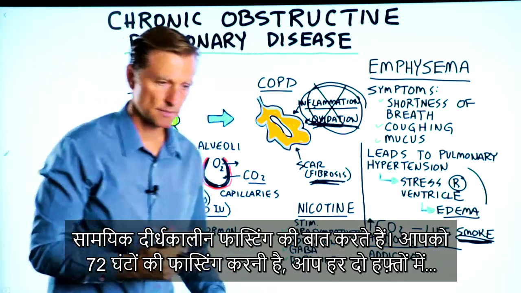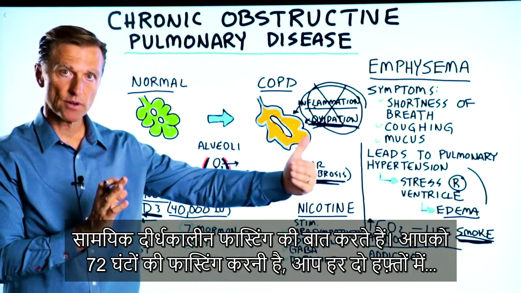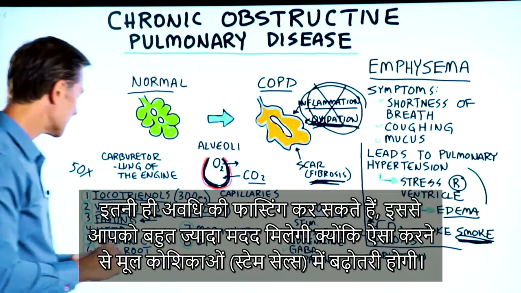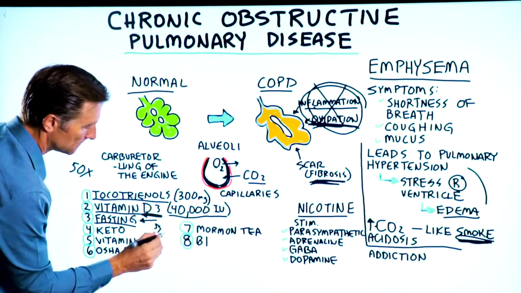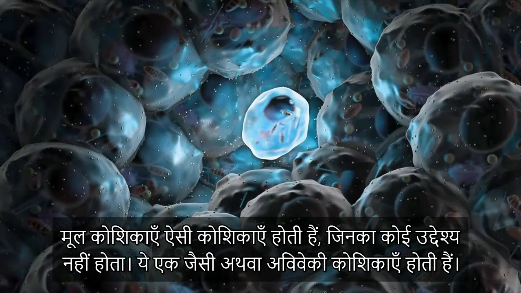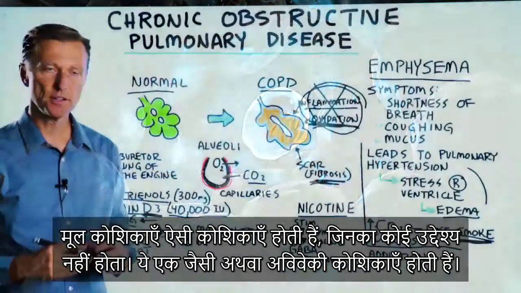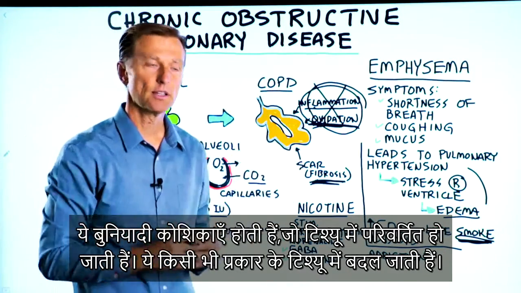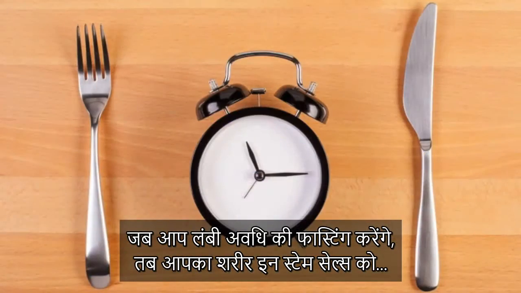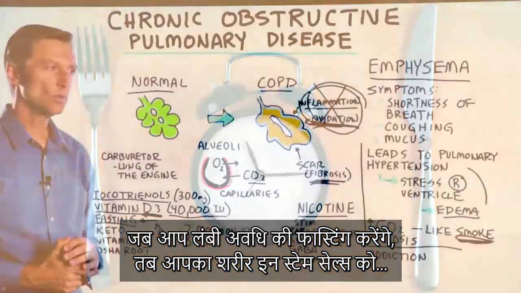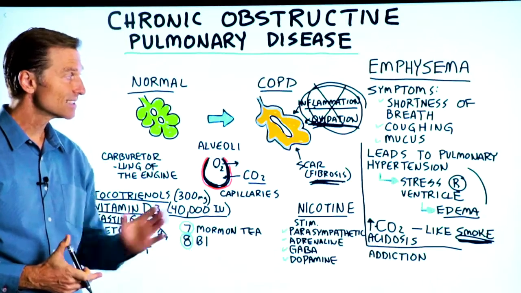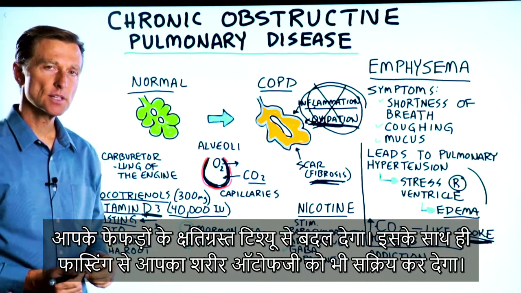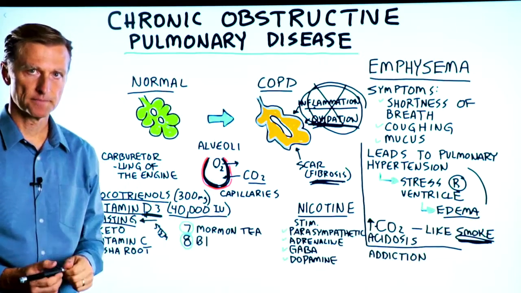Periodic prolonged fasting. So a fasting of 72 hours, let's say every so often, maybe every 2 weeks, would greatly help you. Why? Because it's going to increase stem cells. Stem cells are cells that don't have a purpose yet. They're undifferentiated cells. They're kind of like basic cells that can turn into any different type of tissue. So when you do prolonged fasting, your body will use these stem cells to replace the damaged tissue of your lungs. But not only that, it's going to stimulate something called autophagy.